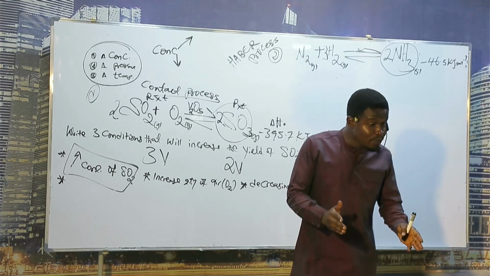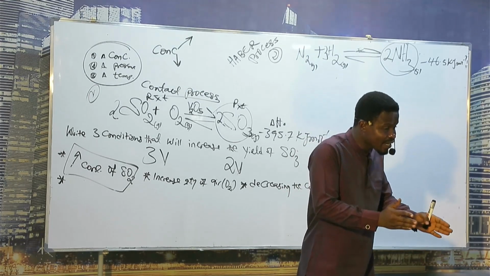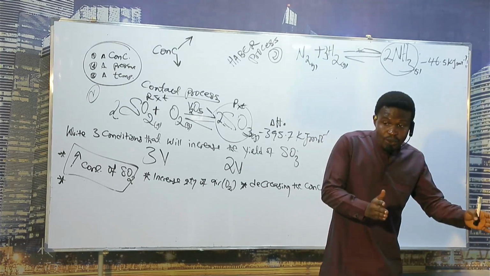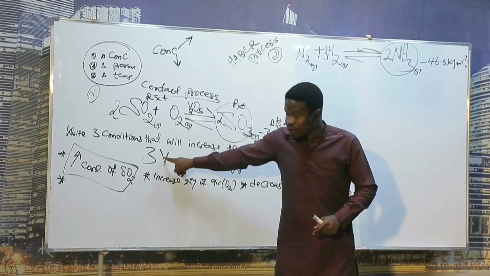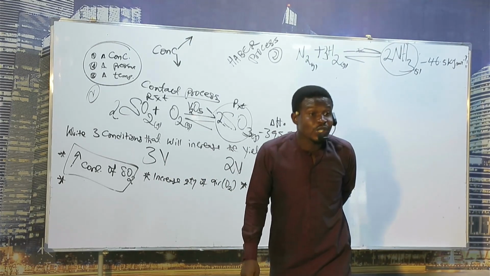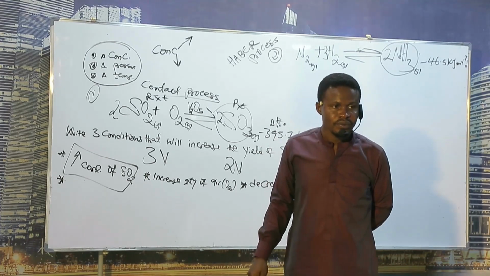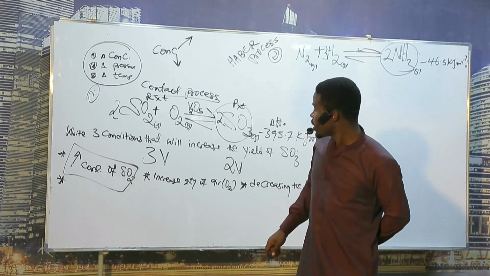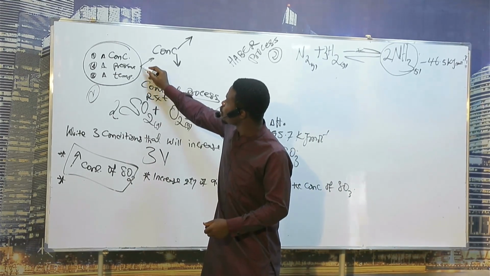Secondly, we say there must be an unequal molar difference in the reactants and the products. What is the total volume here? 3. What is the total here? Can pressure act? Then we can discuss what pressure will do. And for pressure, you can increase pressure or what?